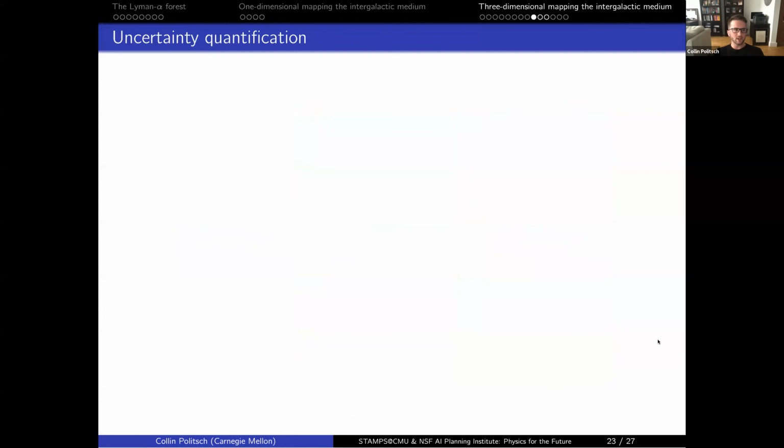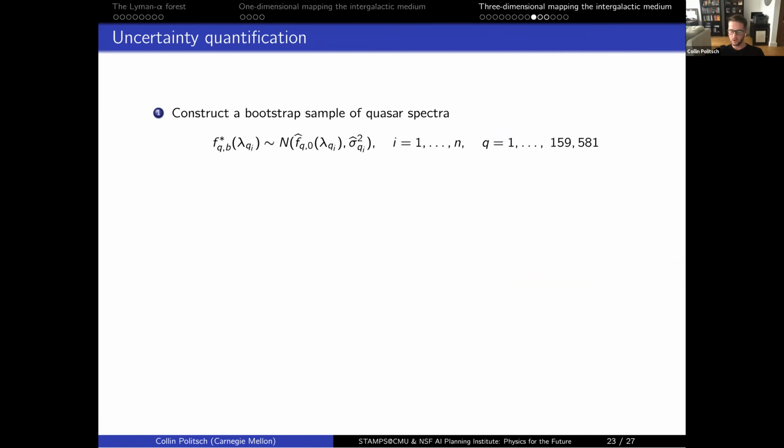Okay, so getting back to uncertainty quantification, we want to know what's real. So this is simply an extension of the parametric bootstrap that we utilize for the one-dimensional map. So we start with the data generating process of each of the quasar Lyman alpha forests. We start exactly from the observational model because we want to include all of the statistical uncertainties that go into the modeling pipeline. So we sample a bootstrap Lyman alpha forest for each of the approximately 160,000 quasar Lyman alpha forests.